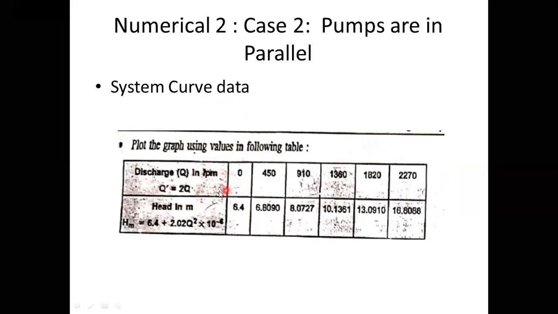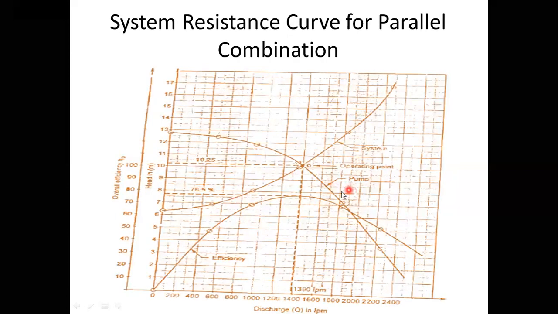Now, second case, we have to find out the system curve data. The Q again multiplied by 2 and then we will get the head in terms of this relation. So instead of the Q, now we have to take the Q dash value over here. So 450, 920, 1360. By putting these values respectively, you will get the HM now for the system. And then again you have to plot the curve: one for the pump, one for the system, and one for the efficiency.